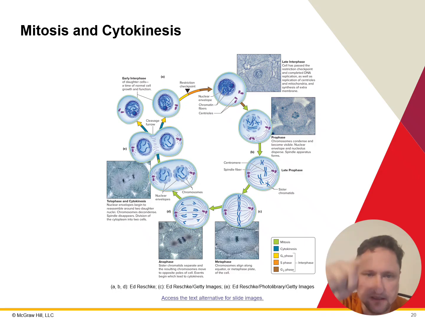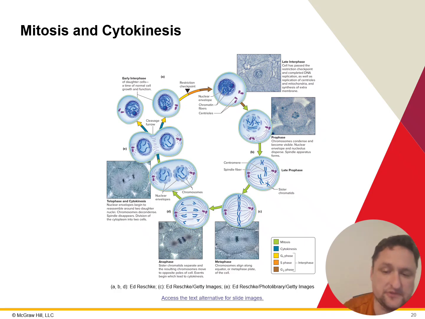Metaphase. Here the chromosomes align at the metaphase plate, the equator of the cell. And then anaphase, these sister chromatids are pulled apart to opposite poles by spindle fibers. And then finally, telophase. Nuclear envelopes reform around each set of chromosomes, and the chromosomes decondense. The cytoplasm divides, forming two daughter cells. Now we have two cells from one cell.